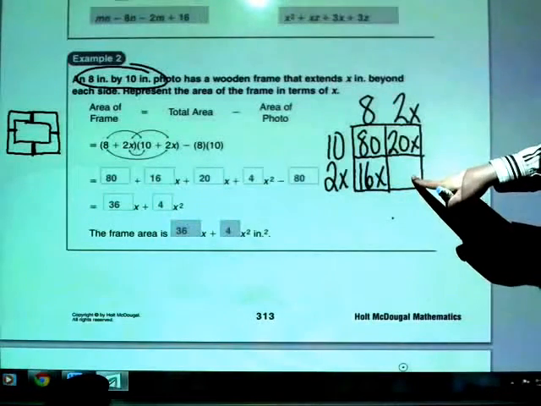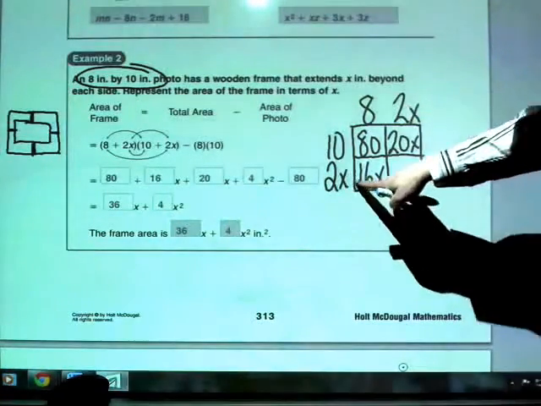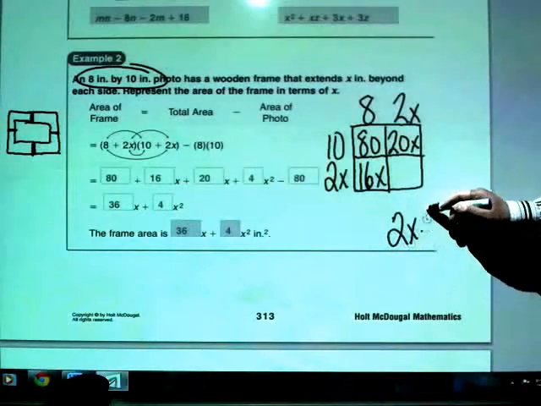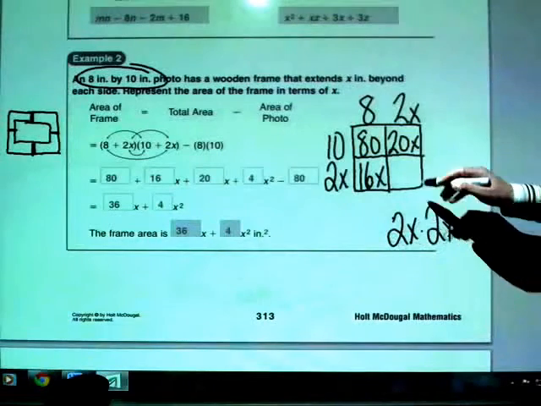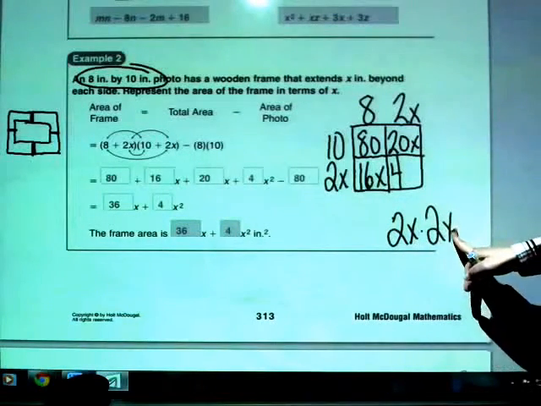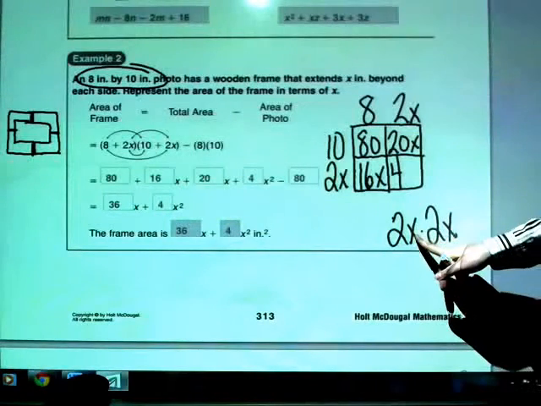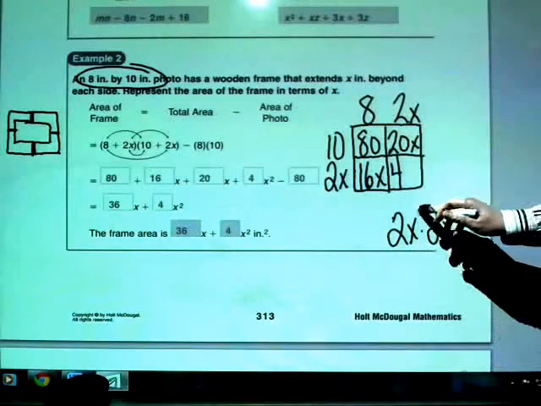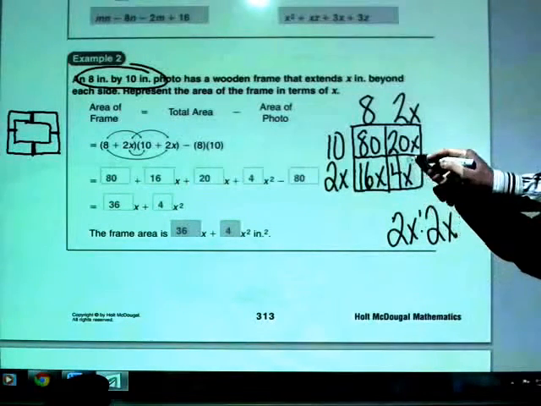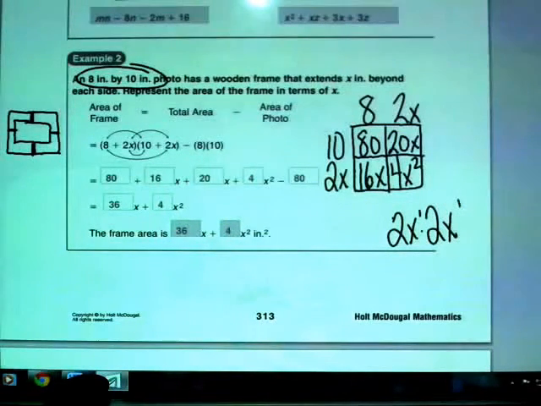And this bottom right box here has a 2x above it and 2x to the left of it. Now we might actually have to think about that one a little bit. 2x times 2x. Well, 2 times 2 is going to give me 4. And x times x, using the product of powers rule, says I'm going to add the exponents together. Well, since these are both 1s, those combine to give me an x squared. So 2x and 2x goes together to make 4x squared.